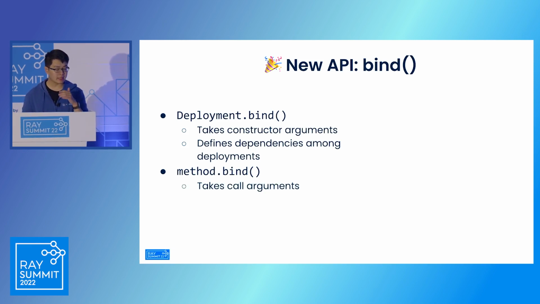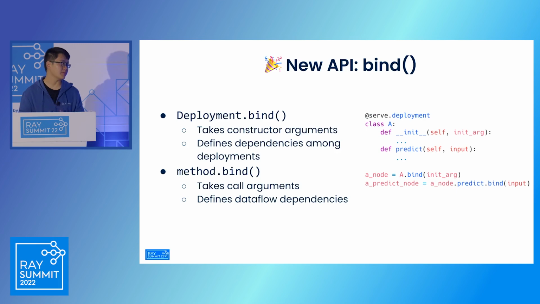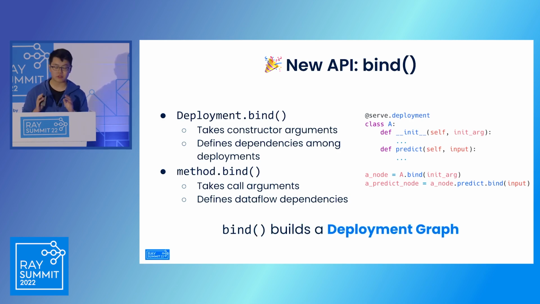And when you call it on a method, you are declaring the data flow dependency, what it would look like. On the right, I'm showing an example of a class deployment A, on which you can call bind on A itself, as well as on the predict method itself. These will be the two main concepts where the single API helps us build an end-to-end deployment graph.